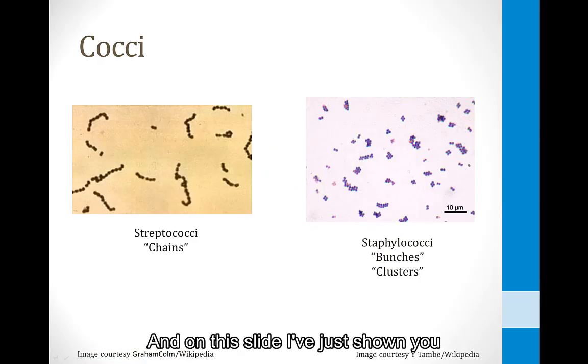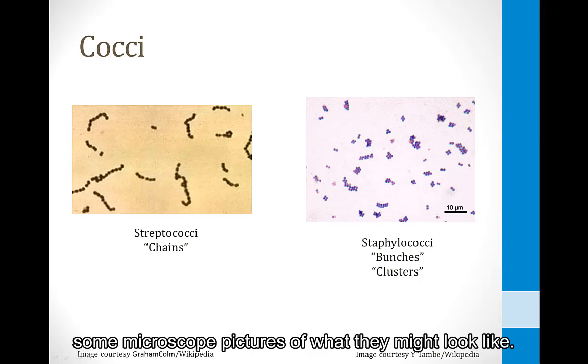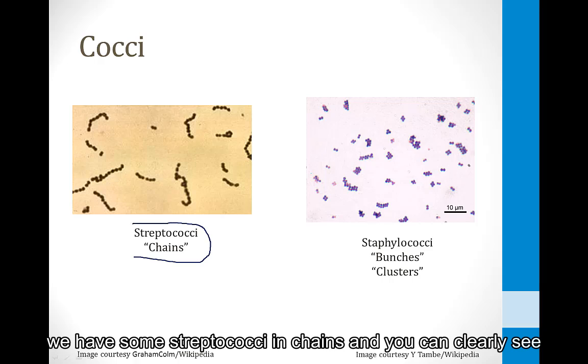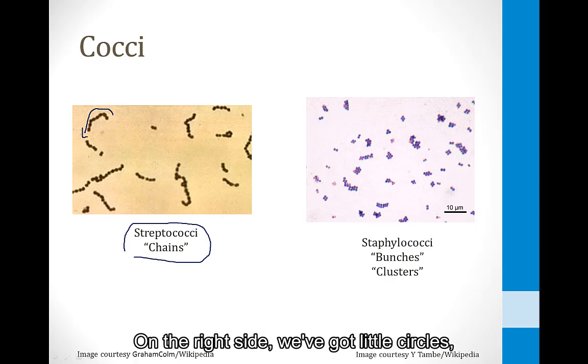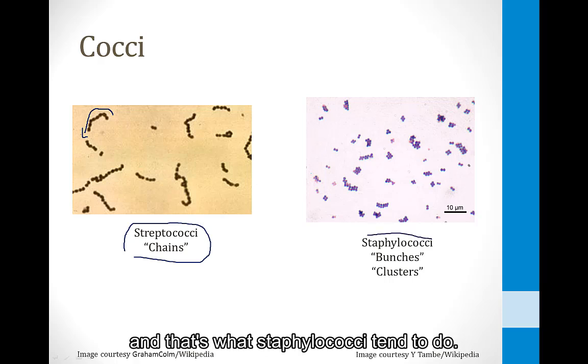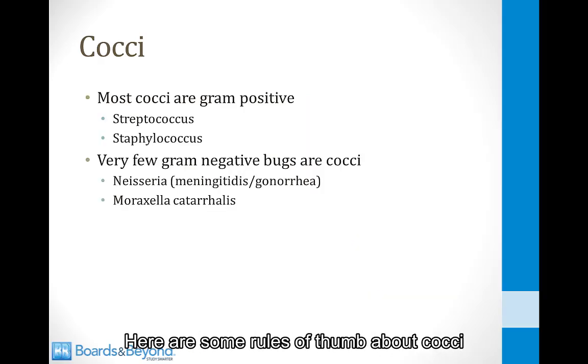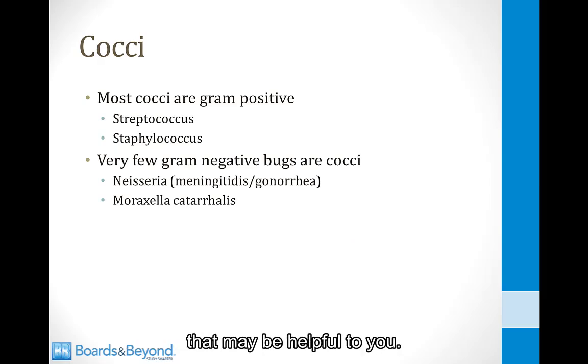And on this slide, I've just shown you some microscope pictures of what they might look like. So on the left side of the screen, we have some Streptococci in chains, and you can clearly see that there are little circles forming long chains here, and that's what Streptococci look like. On the right side, we've got little circles, but they're forming in bunches or clusters, and that's what Staphylococci tend to do.